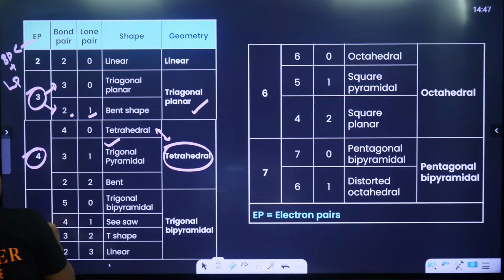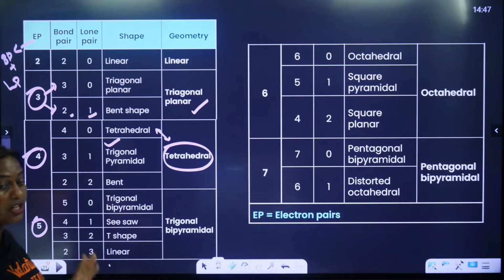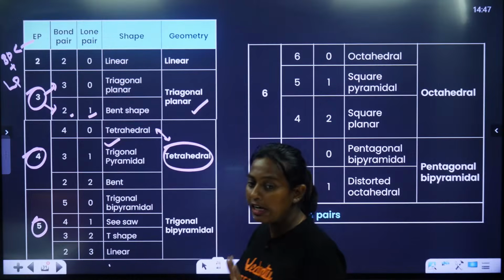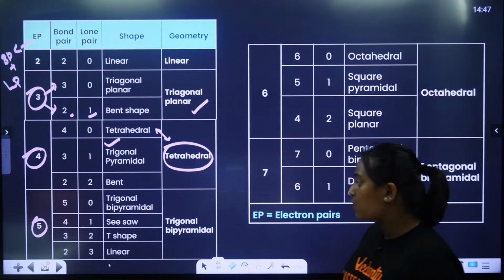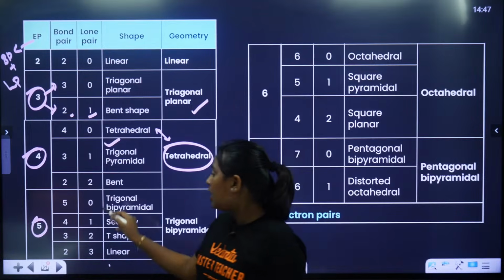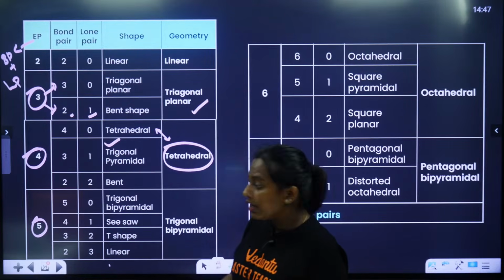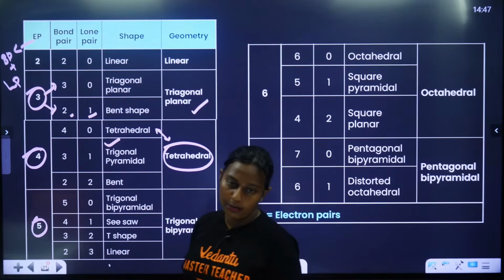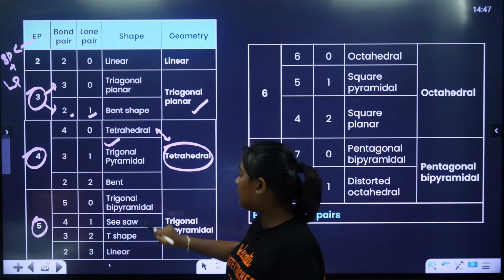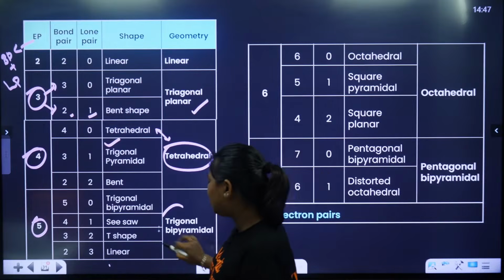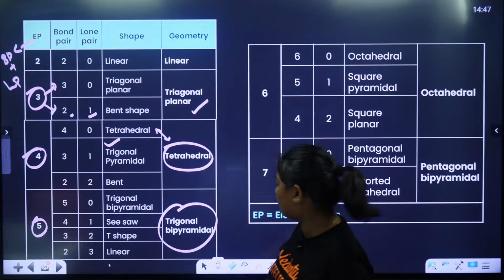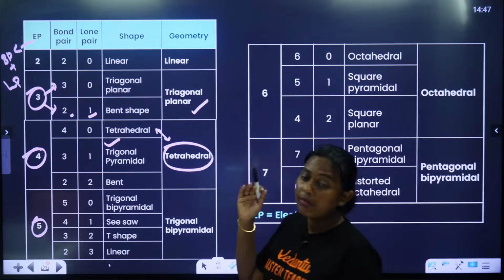Next is EP is 5. When you consider EP is 5, there are 4 different cases. First one is 5, 0. That means 5 bond pairs and 0 lone pairs, so that is trigonal bipyramidal. There is no difference in geometry. Geometry is always the same for the same electron pair.